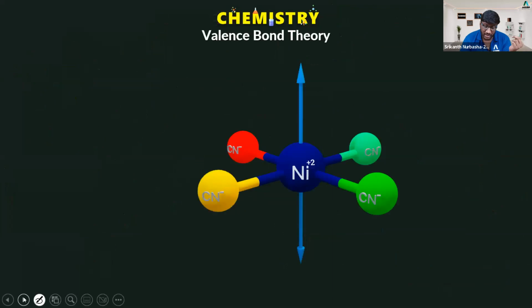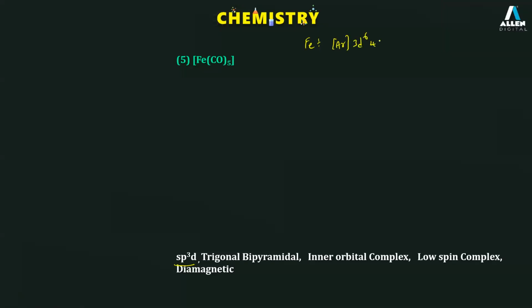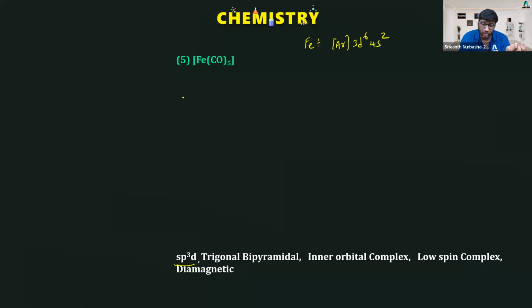So let us now understand Fe(CO)5. Fe electronic configuration is argon 3d6 4s2. In Fe(CO)5, what is the oxidation state of iron? Iron is in X state, so 1 into X, 5 carbonyls, 5 into 0, that will be 0. So X is equal to 0. So the metal is in 0 oxidation state.